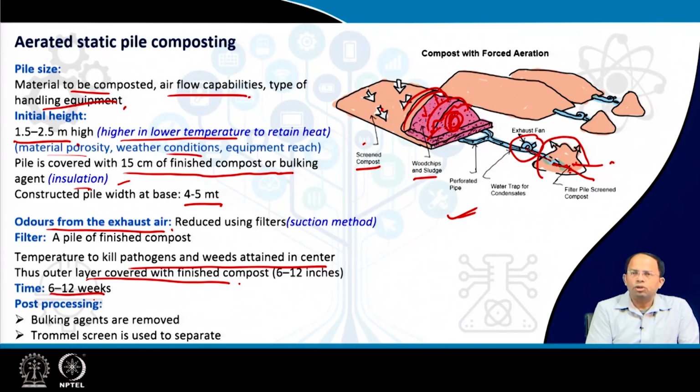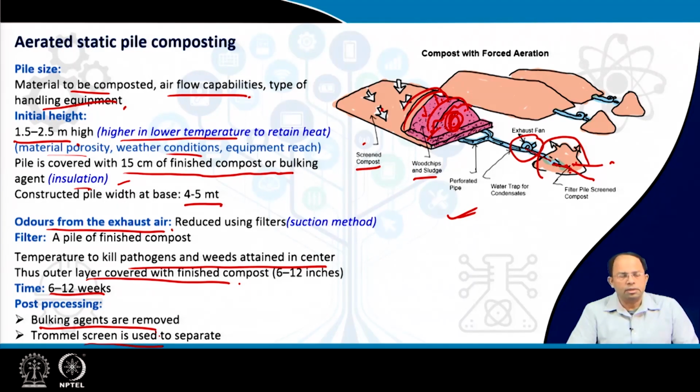So the time taken is 6 to 12 weeks. And for post processing, once this is done, we have to remove the bulking agents, because we are mixing a lot of bulking agents since it's a static process, but the compost cannot go with these bulking agents. So we have to remove these bulking agents from the final compost, and trommel screens can be used to do this kind of separation.